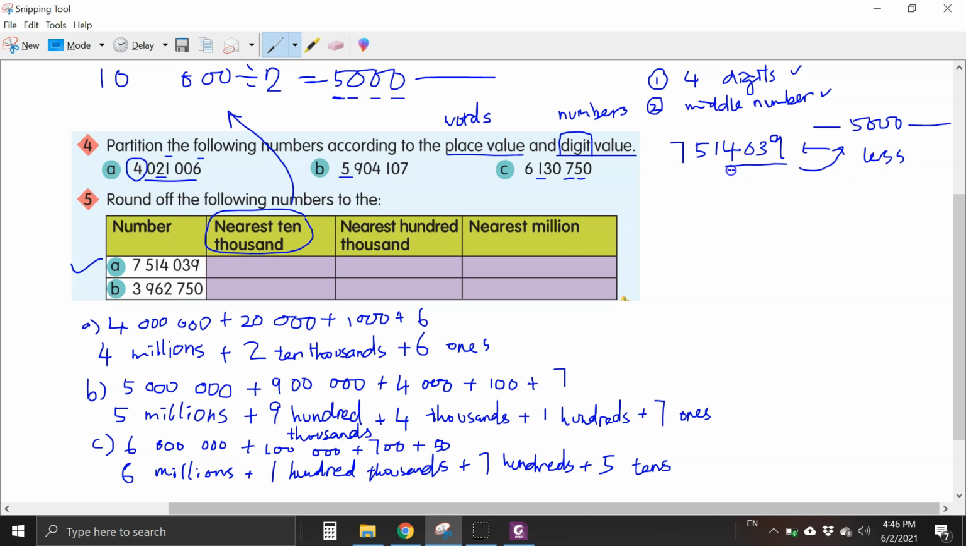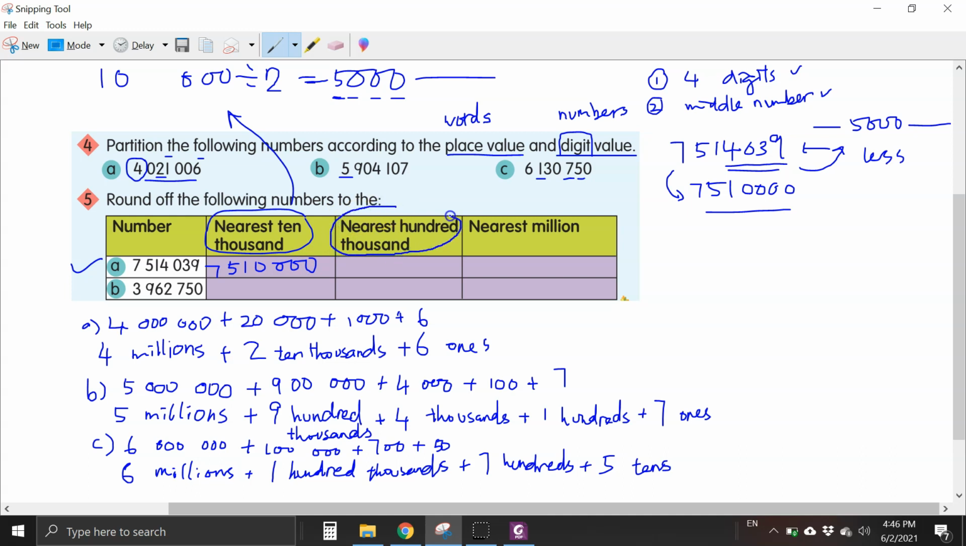So when this 4,000 is lesser, we do not do anything. We just copy the front number, and then the last 4 numbers we just change to 0. So this is your nearest 10,000. So I write here 7,510,000.